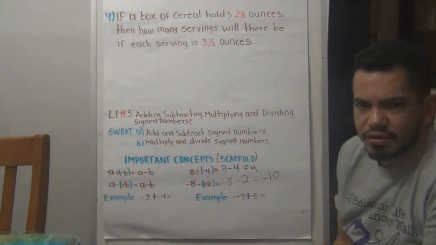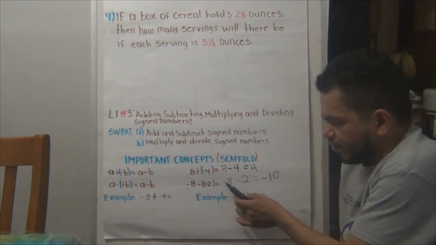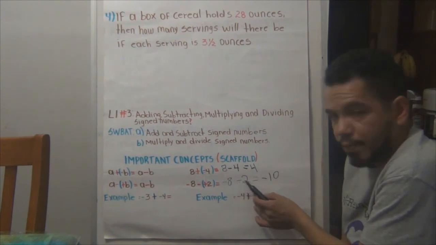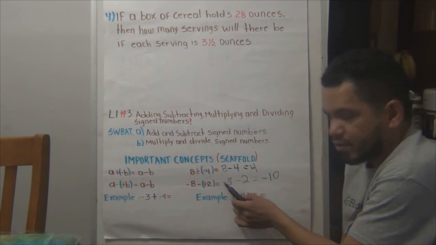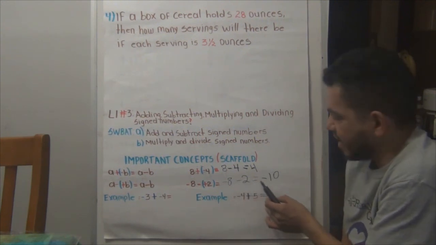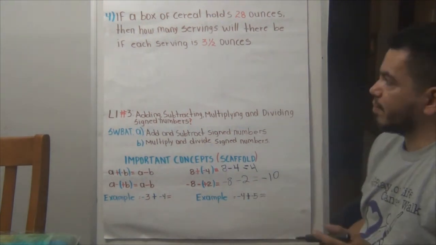Two ways of doing it. You could use the calculator or you could use your common sense. If you lost 8 pounds and then you lose 2 more pounds, you lost a total of 10 pounds. Or if the temperature is negative 8 degrees and it goes down 2 more degrees, then you have negative 10 degrees. Don't worry, we're going to look at the number line.